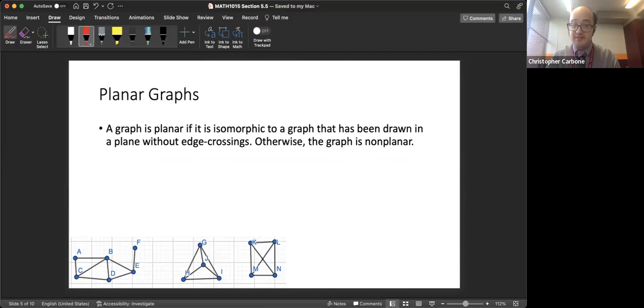So now this idea of a planar graph. A graph is planar if it is isomorphic to a graph that has been drawn on a plane without any edge crossings. Otherwise, the graph is non-planar. So this first one here is indeed planar. There's absolutely no edge crossing. And the second one, there's also no edge crossing.